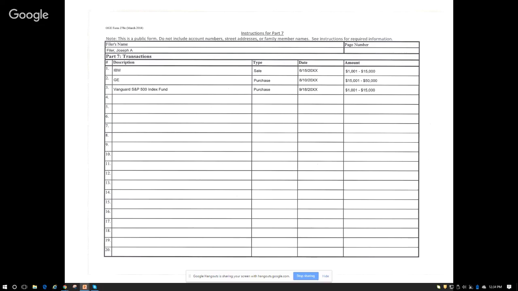The big takeaway from this is the whole concept of the 278T. If your agency isn't doing that, trust me, OGE will ask about it when they do the review. So you may want to double check that when you get back.